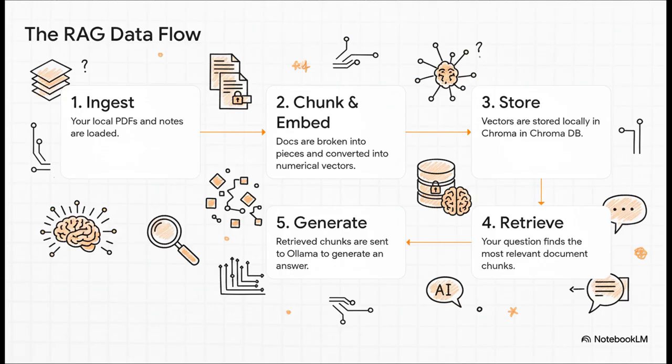So first, we ingest your documents. Second, we break them up into small chunks and create those embeddings. Third, we store all of that in our local Chroma database. Fourth, when you ask a question, we find the most relevant chunks. And finally, step 5, we hand those chunks and your question over to Ollama to generate a perfectly cited answer.